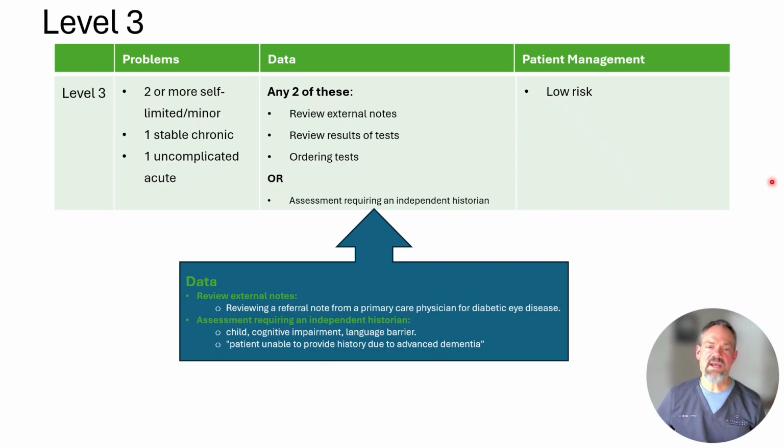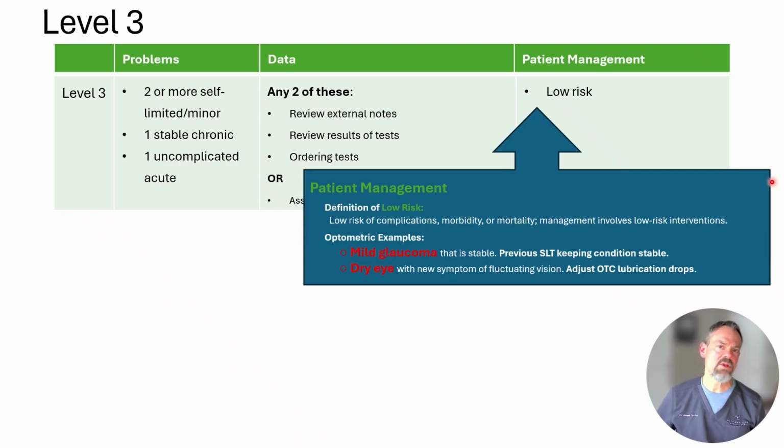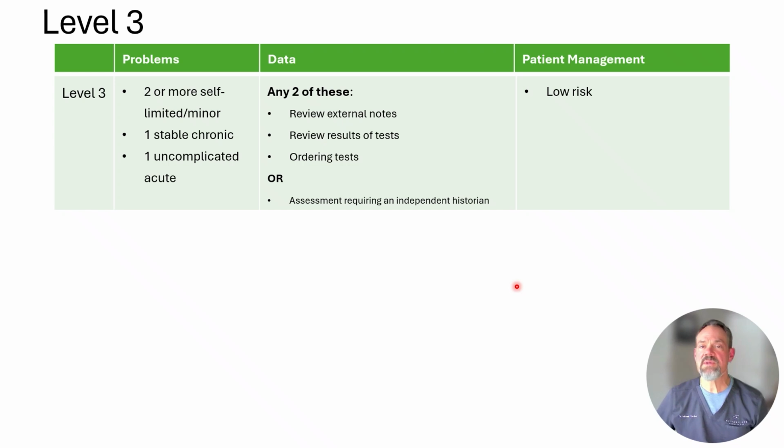And then finally, under patient management within the level 3, low risk. So low risk of morbidity, complications, mortality, interventions, all low risk. 2 examples might be mild glaucoma with SLT keeping things in check. Another example might be dry eye with a new symptom of fluctuating vision. Adjust OTC drops as necessary.